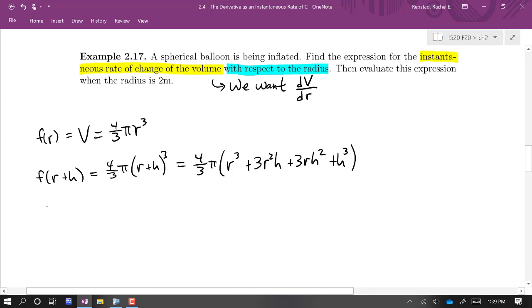Now, f of r plus h minus f of r is, okay, so here's f of r plus h.